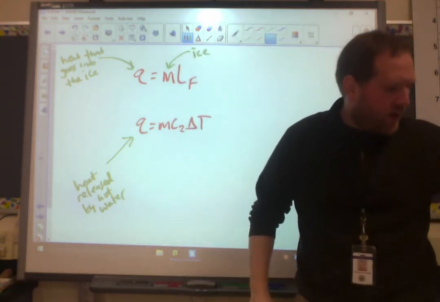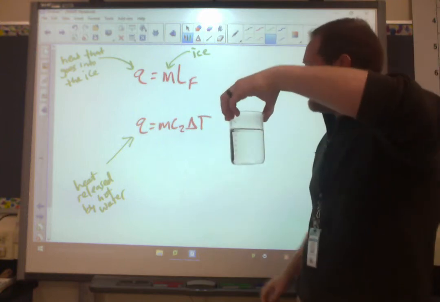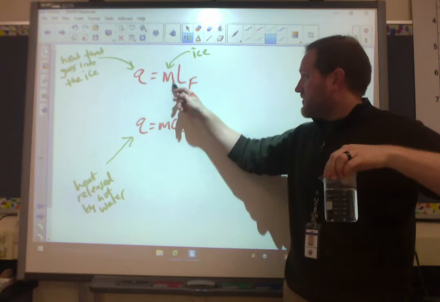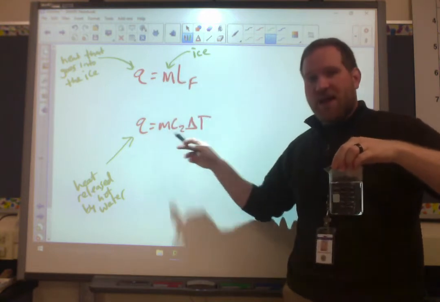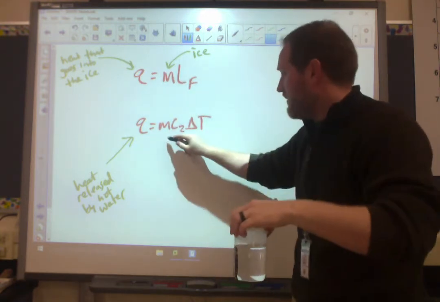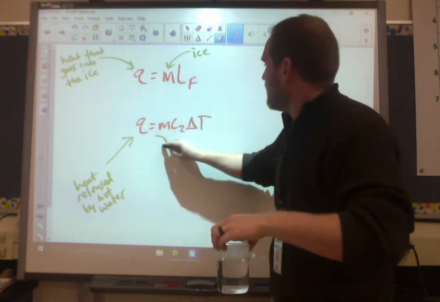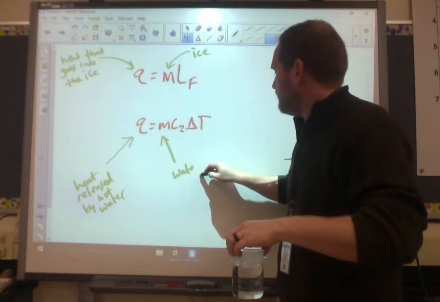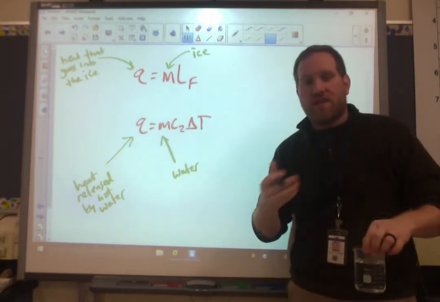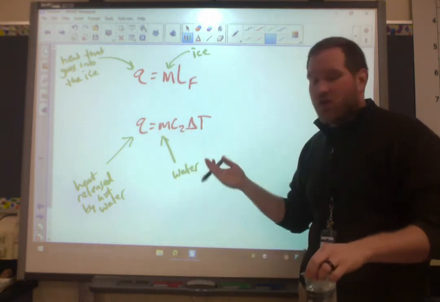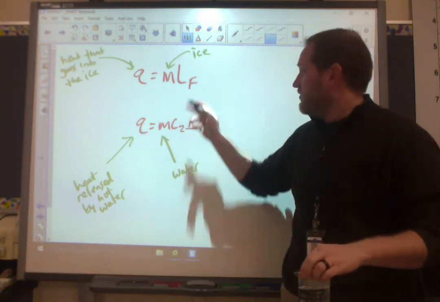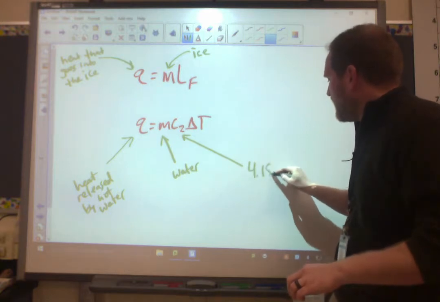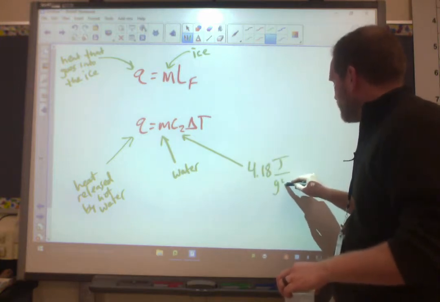So how are we going to figure that out? All right, you'll have your cup of hot water. We need the mass. Now this is the mass of the water. Notice, that's mass of ice. This is mass of water. It's two different masses in this lab. You've got to keep track of them. So this will be mass of water times C2. That's a known value. We have to assume that we know C2. You can't do this lab if you don't know LF or C2. So C2 is 4.18 joules per gram degree Celsius.